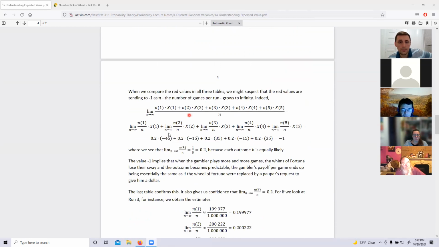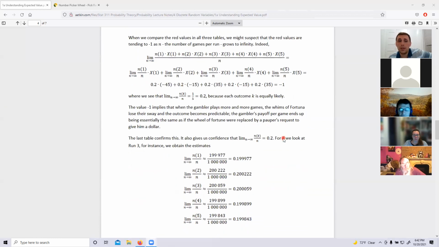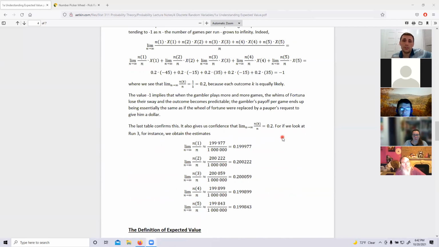And those numbers, they're going to be what? They're going to be 0.2 times minus 45 plus 0.2 times minus 15 and onwards. And you get the number -1. Okay, and what does the number -1 imply? Well, it tells us that Fortuna is going to abandon you if you develop a habit. If you play, and that's good advice.